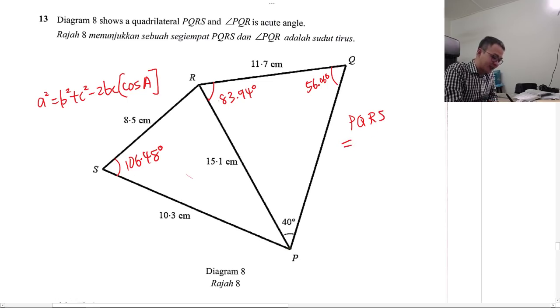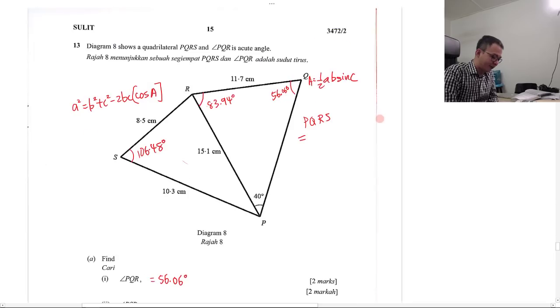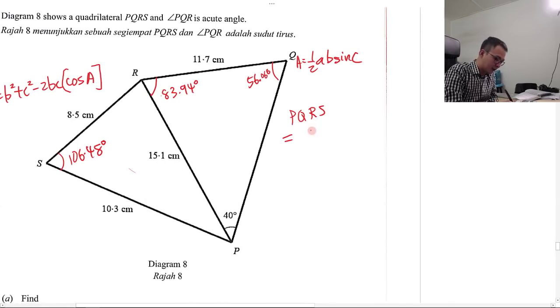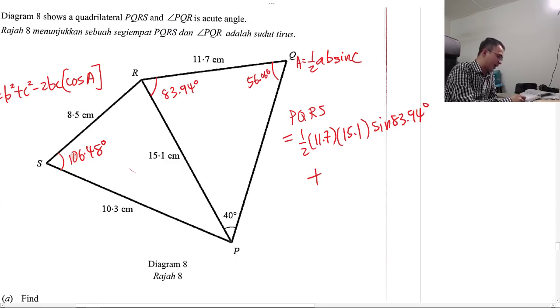The triangle formula is half ab sine C, right? You should know this area of triangle formula. So I will choose 2 sides and 1 angle in between. So I will use this angle. So it will be half times 11.7 and 15.1, and then sine 83.94, plus another 2 sides and 1 angle in between.